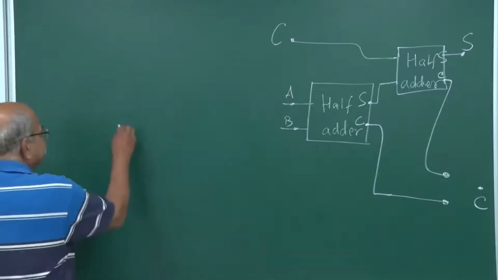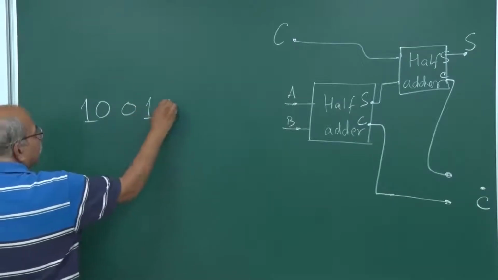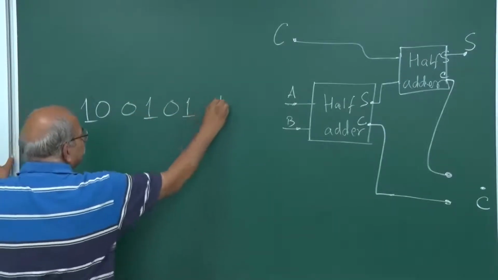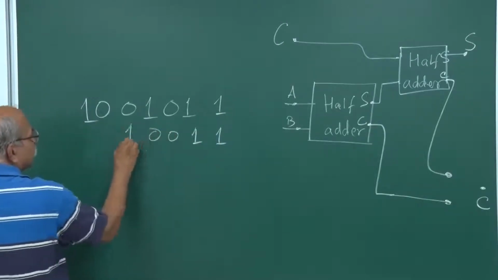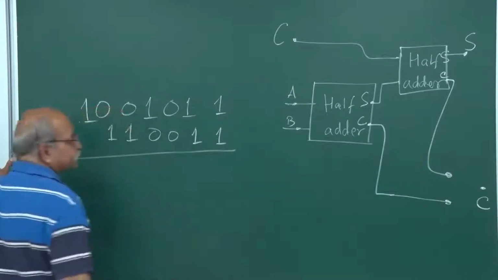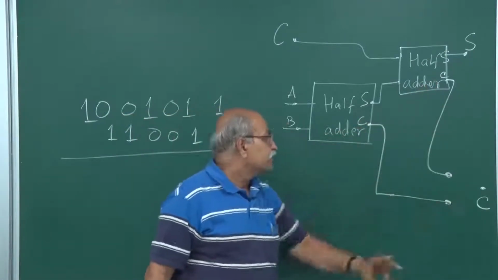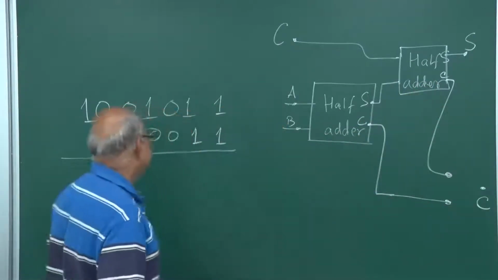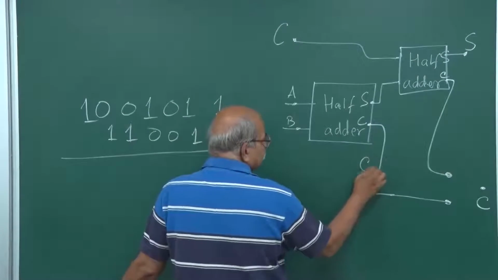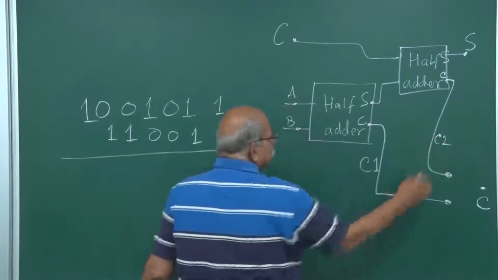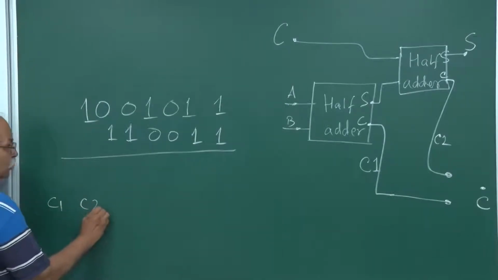So let me take a number. Say, let's say 0, 0, 1, 0, 1 here, 1 here, 1 here, 1 here, 0 here, 0 here, 1 here, 1 here, any number you take. Now I am focusing on these two intermediate carries and the final carry. Let me call this C1, and let me call this C2, and that is C. So let me make a table here, C1 and C2 and C.